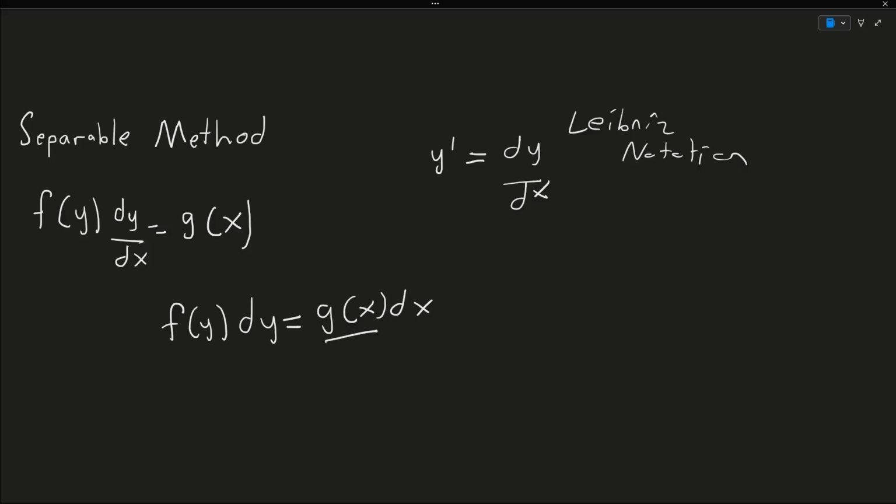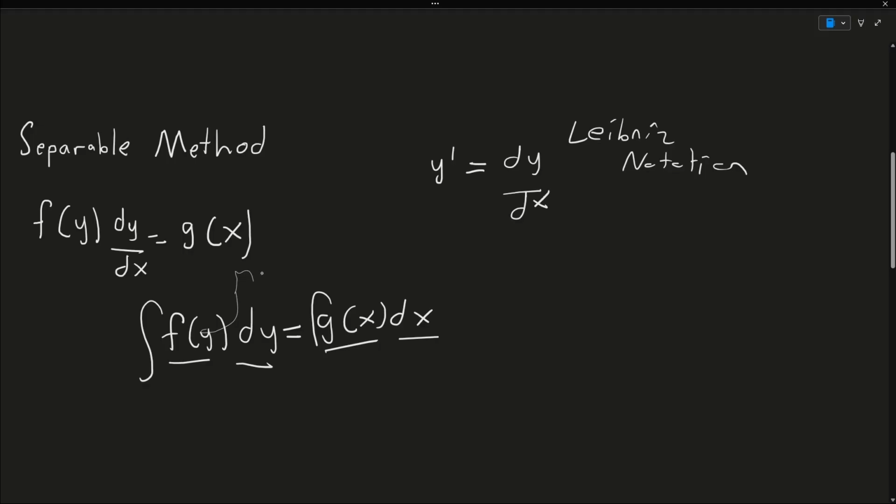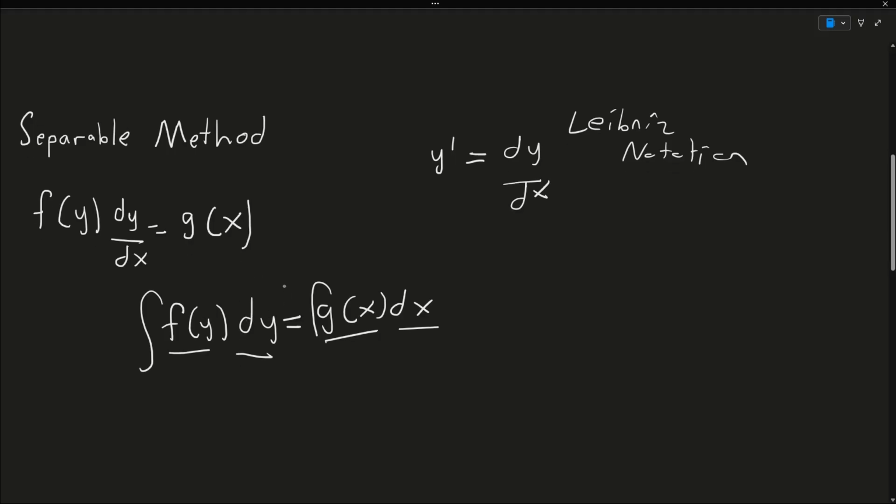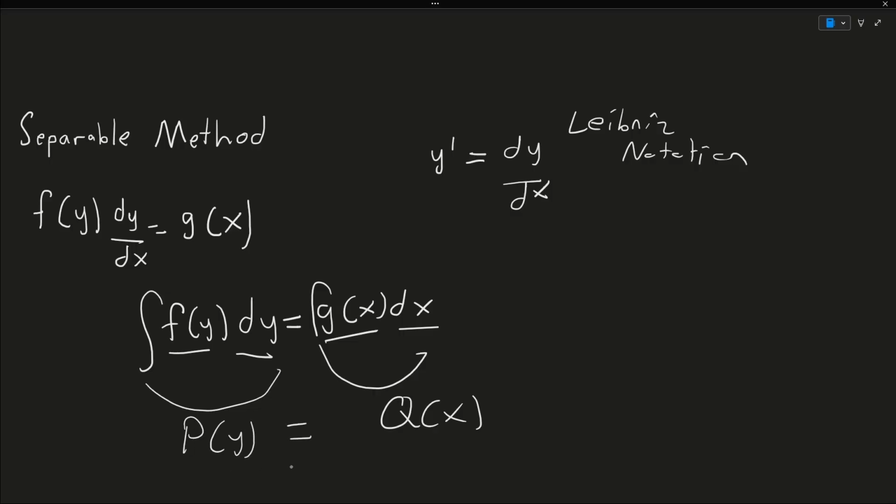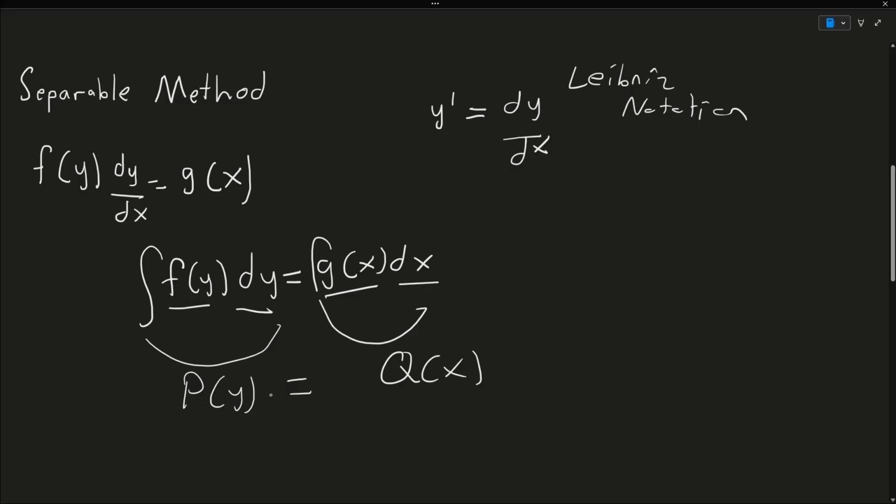Now that we have x terms with dx and y terms with dy, we can integrate both sides, and we're going to get rid of the dy and the dx because we're integrating, and we'll have something in terms of x. Let's call this q of x, and let's call this p of y, okay? We're going to have some equation like this, and after this we can solve for y, and this will generate an explicit solution, when we have y equal to something.